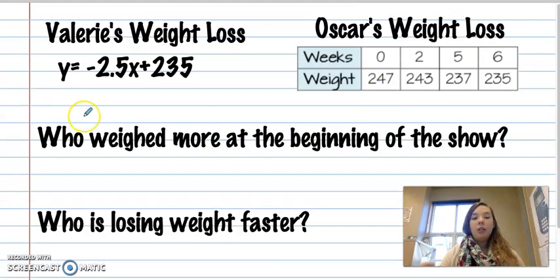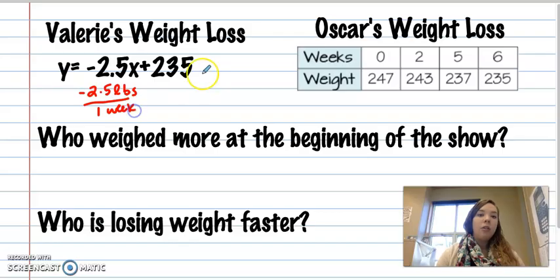Okay, here we're comparing two contestants on The Biggest Loser. You may or may not have seen that show before, but that's what this is from. We have a contestant named Valerie and a contestant named Oscar. Valerie already has an equation for her, so she's losing 2.5 pounds, that's why it's negative, per week. And she started at, so this is her slope, she started at 235 pounds.